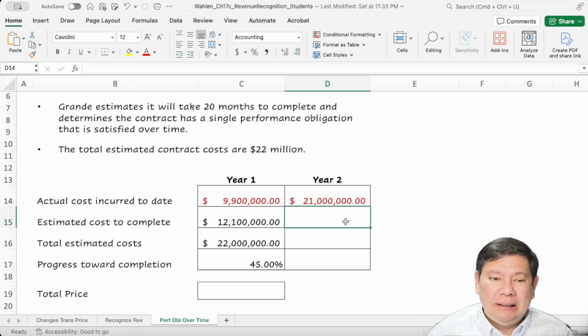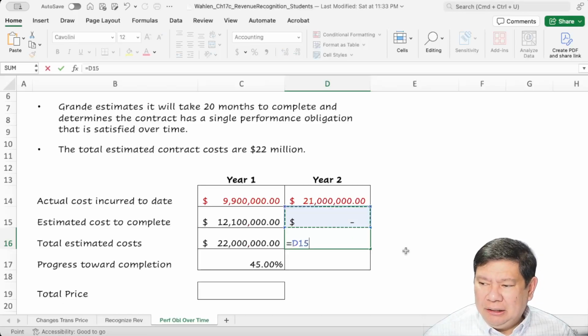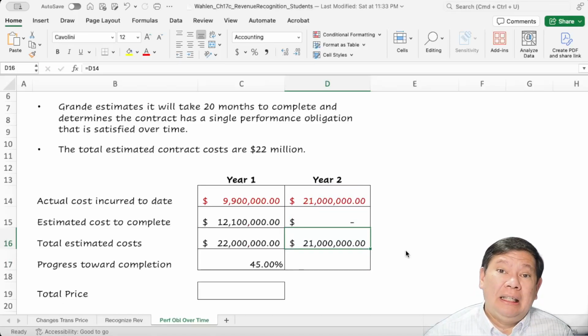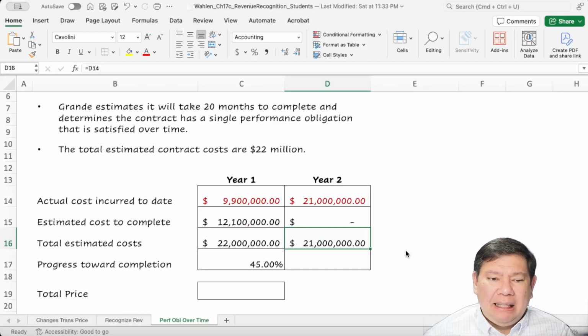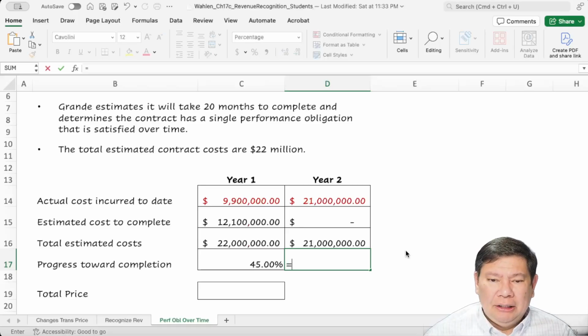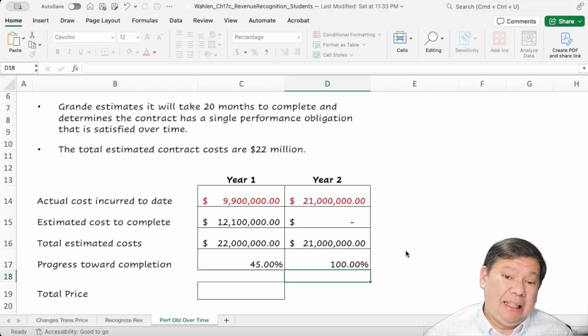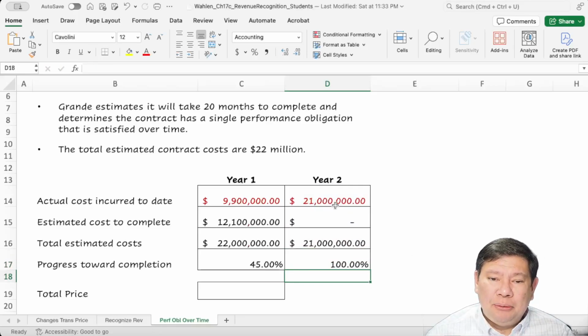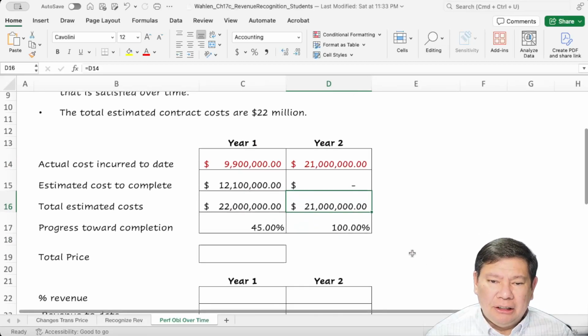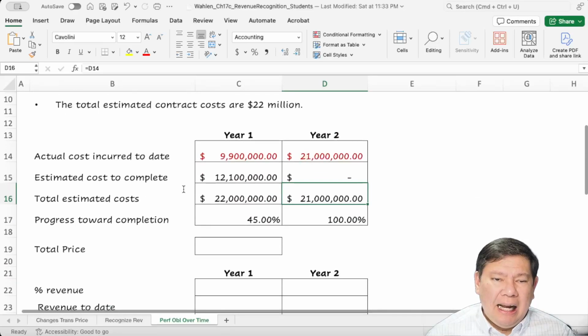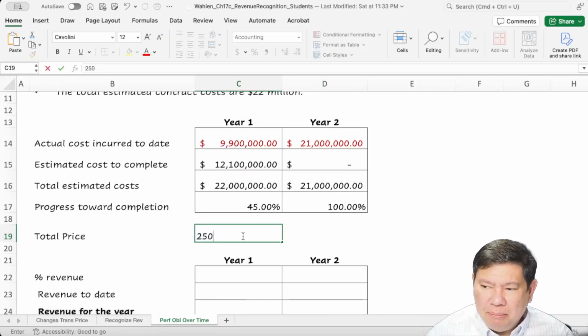That's the actual cost. Nothing is needed to complete. So the total estimated cost is no longer 22 million. It's no longer estimated, it's actually the actual cost. So that has to be 100%. The actual cost incurred to date divided by the total estimated cost gives you 100%.